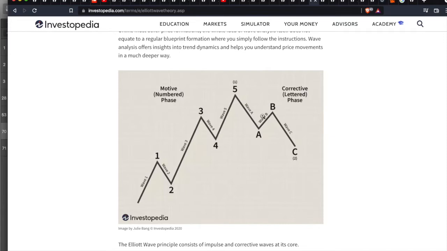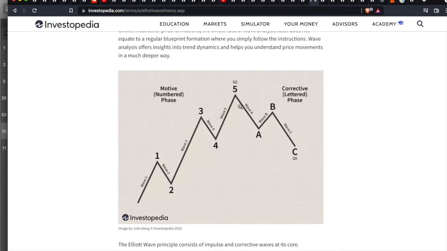I like how everybody differentiates the letters from the numbers. The numbers are up, the letters are down. That's what I like about it. So up on Elliott is 1 up, 2 down, 3 up, 4 down, 5 up, and then it's done. So notice how there's the down.